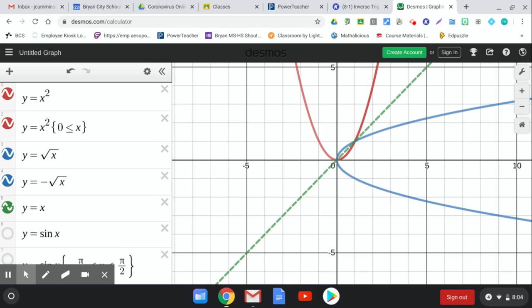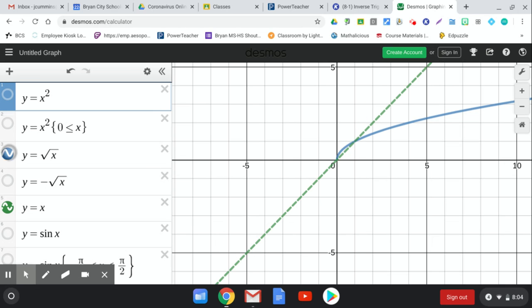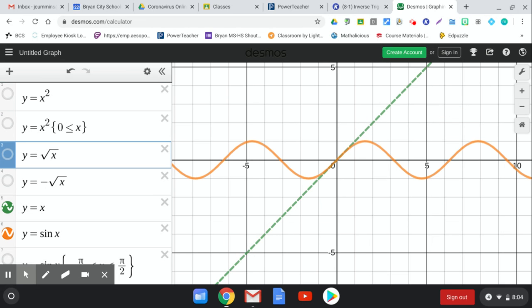If it does hit it twice, we have to restrict it so that this passes the horizontal line test, and that means its inverse will pass the vertical line test. Okay, let's think about what this means for sine. So this is the sine function.